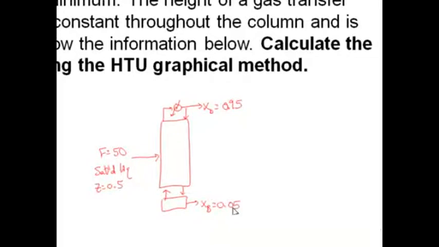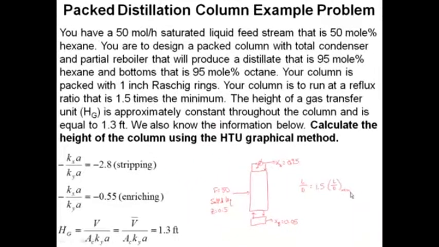0.05. We have a certain packing. It's run at a reflux ratio that's 1.5 times the minimum. So L over D equals 1.5 L over D min. And we know that Hg is 1.3, given that down here. And we are also given Kxa over Kya values in the stripping and enriching sections. And what we're looking for is the height of the column using the HTU-NTU graphical method.